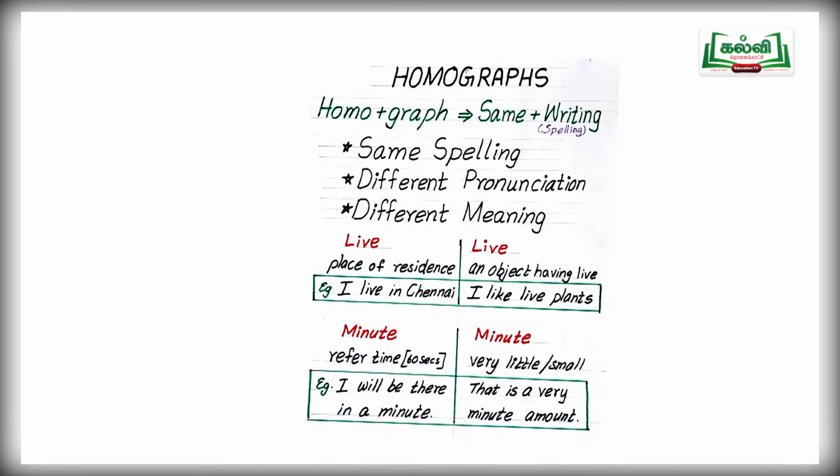Last, we talk about homographs. Homo plus graph. Same plus writing. Writing here means spelling. So both these words form the word homograph. Homograph has same spelling, different pronunciation, different meaning. Shall we see the first example?